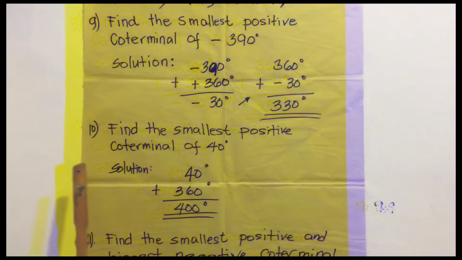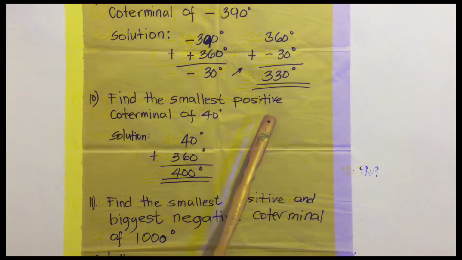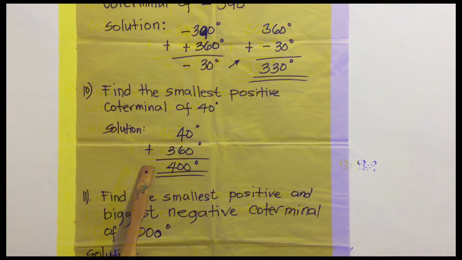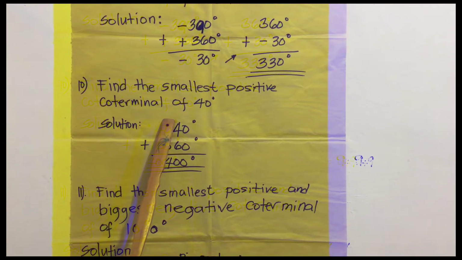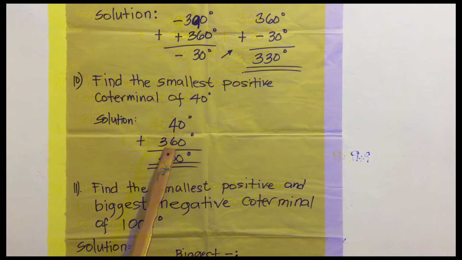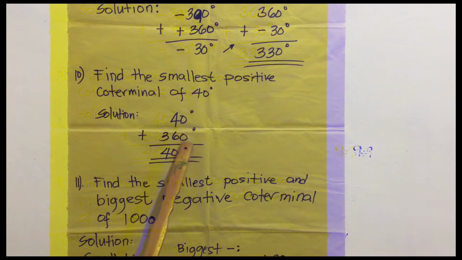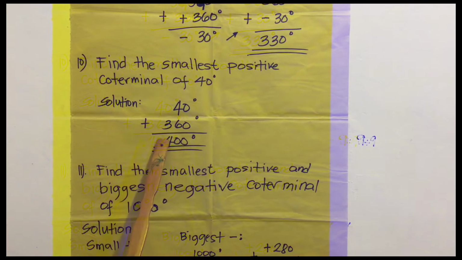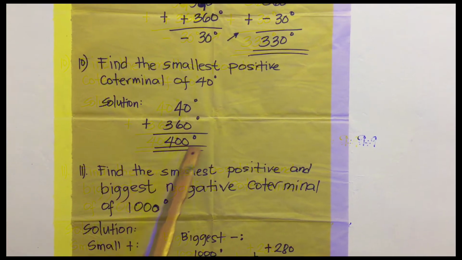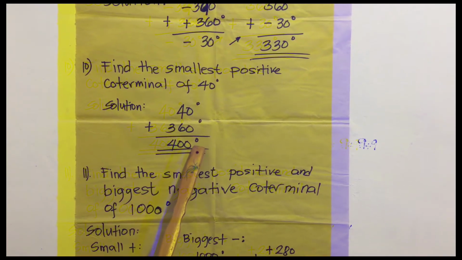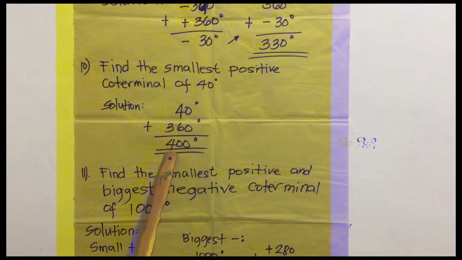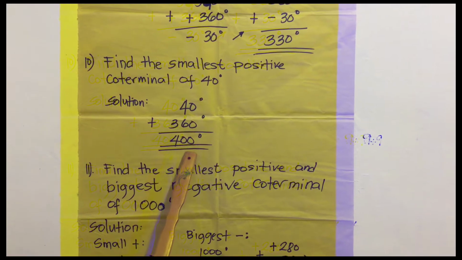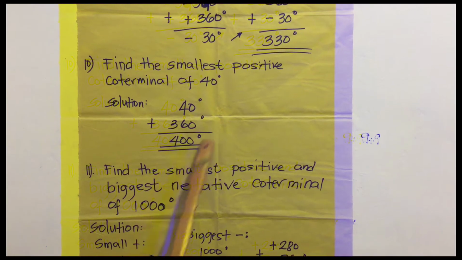Next, number 10, find the smallest positive coterminal of 40 degrees. Our solution, we're going to add 360 degrees. Again, 360 degrees is one rotation in a circle. If we add, the result is 400 degrees. Since this is the first positive result from 40 degrees, this will be the smallest positive coterminal of 40 degrees.